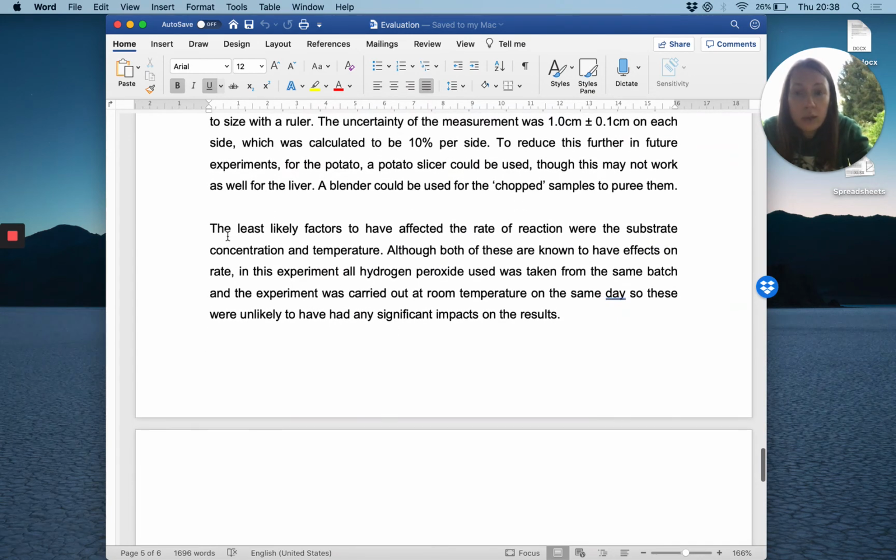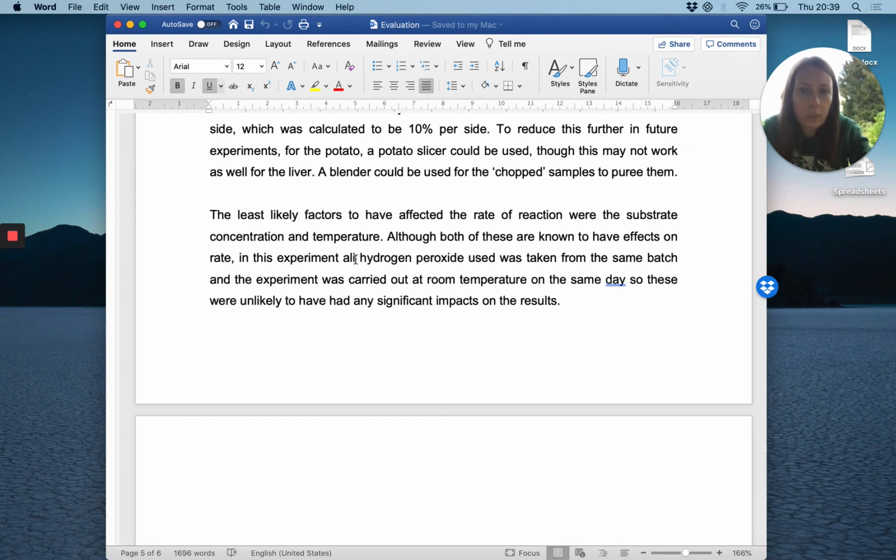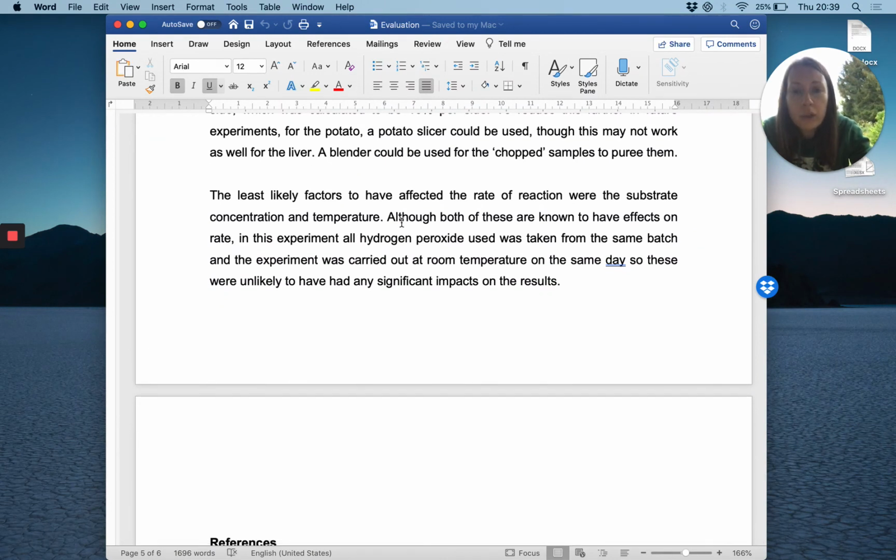The final one is the least likely factors to have affected the rate of reaction: the substrate concentration and temperature. So these are things that would have been controlled. Temperature, to a lesser extent, we can make an assumption that the temperature was the same in the room if it's done at the same time on the same day, and we monitor it with a thermometer. So although both of these are known to have effects on rate, in this experiment all the hydrogen peroxide used was taken from the same batch, and the experiment was carried out at room temperature on the same day. So these were unlikely to have had any significant impacts on the results. So again, we are evaluating how much these particular factors could have affected the results.